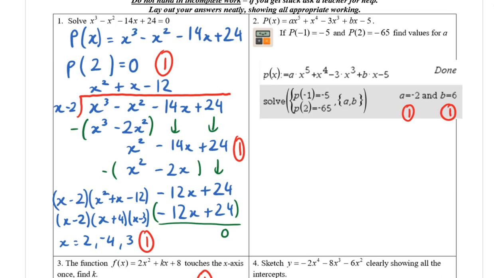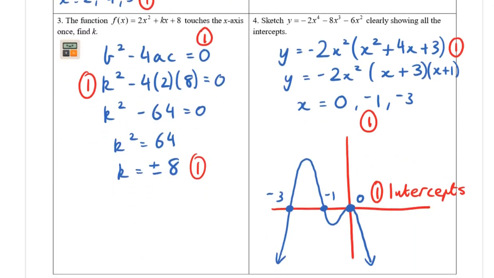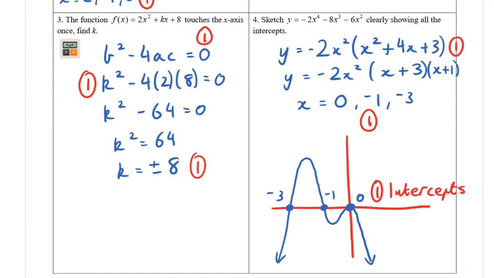It didn't say find b, but I think that might have been covered by our calculator. Anyway, question 3. The function f of x equals 2x squared plus kx plus 8, touching the x-axis once, find k. If we're talking about the number of x-intercepts, we are discussing the discriminant, so b squared minus 4ac, subbing in our values of k, 2, and 8, giving us k squared equals 64, or k is plus or minus 8. Must be plus or minus. Both values would work for this function.